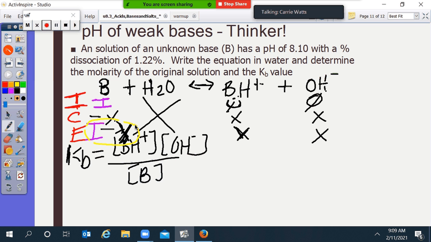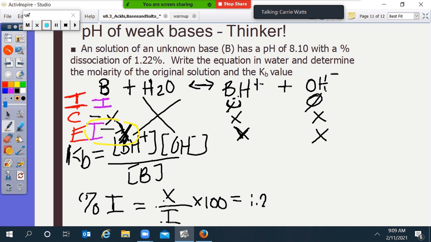Okay, well, let me also write down the formula for percent dissociation just to see what I know there. Percent ionization or dissociation is going to be x over I times 100. Well, I don't know x, I don't know I, and I know 1.22. So again, I have two variables. All right, but I am given the pH of 8.1.